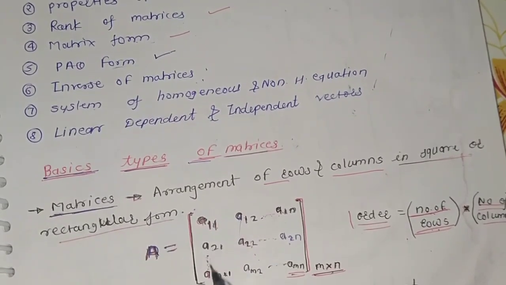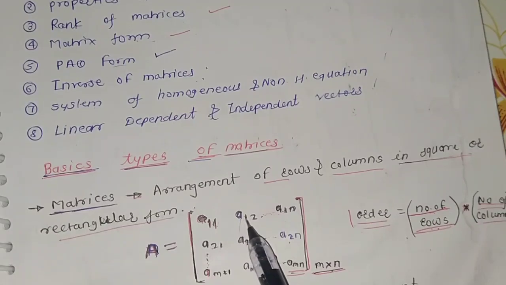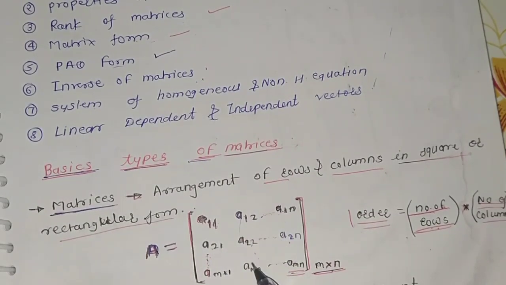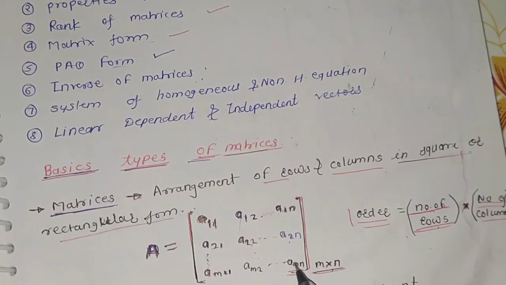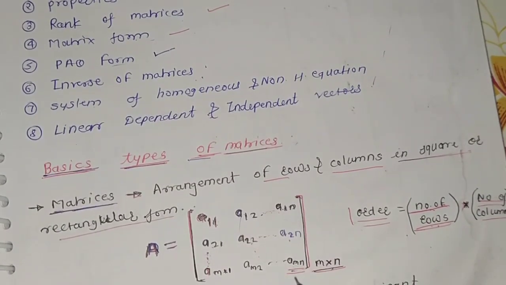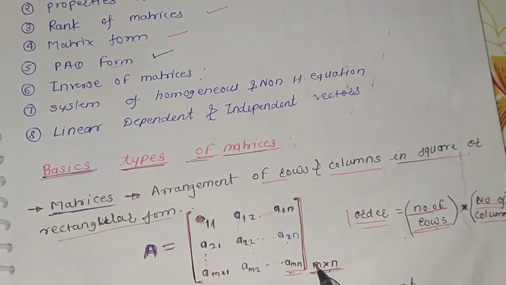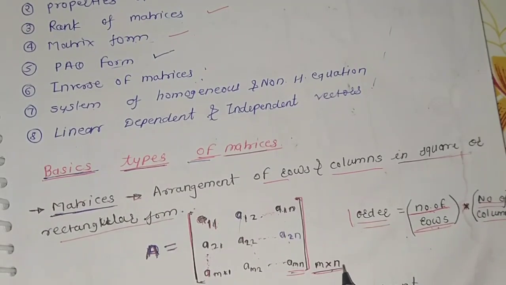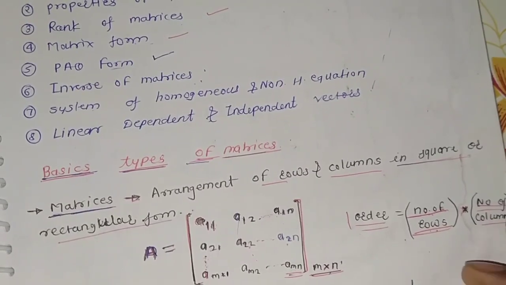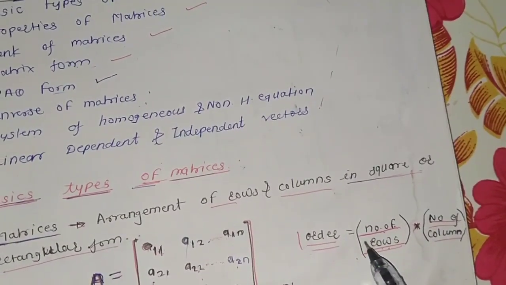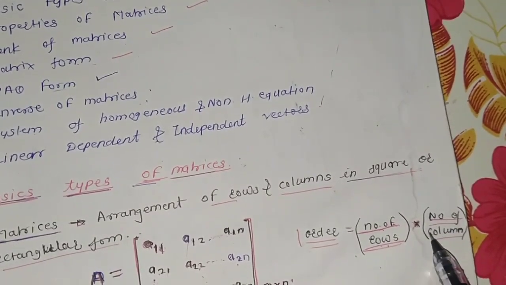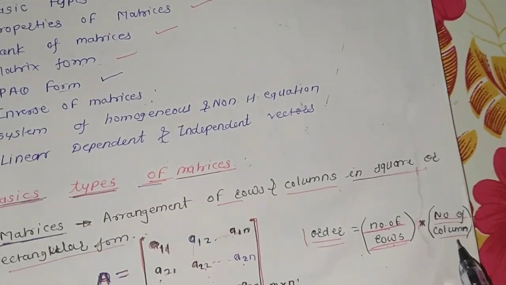This is the notation of elements, which means A11 is the element in the first row and first column. Similarly, A12 is the element at first row and second column. Similarly AMN means the element in the mth row and nth column. This matrix is denoted by m into n, which is its order. First m means number of rows and second n means number of columns.